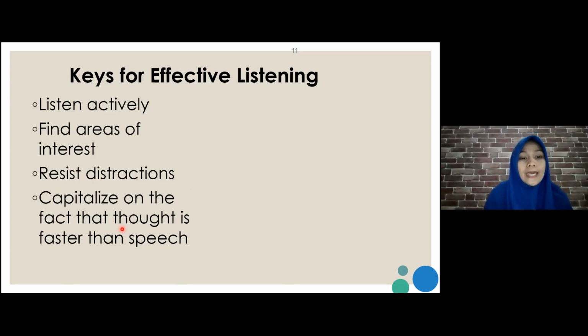Then, capitalize on the fact that thought is faster than speech. Do you understand this meaning? Capitalize on the fact that thought, here in your mind, right? Thought will be faster than speech.